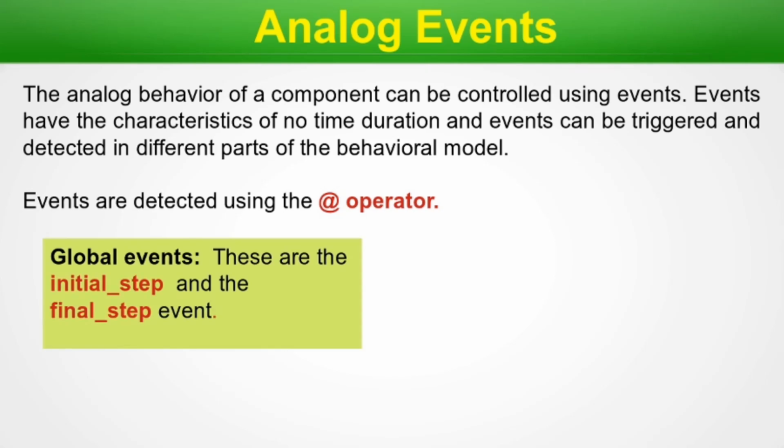Global events. These are initial step and final step. So initial is for the initialization and final happens at the end. So when we are starting a simulation, at the initial step, we can do something with the initial step. At the final, when the simulation is stopped at the last time step, we can use the final step and it will control the things at the final step.